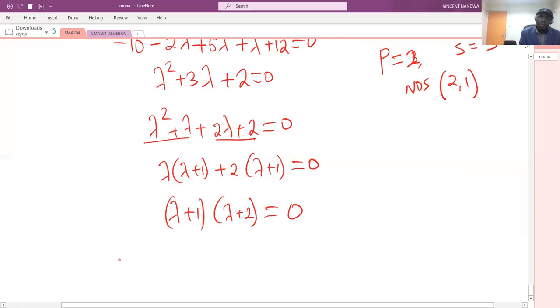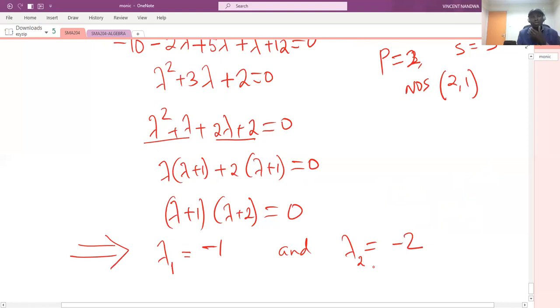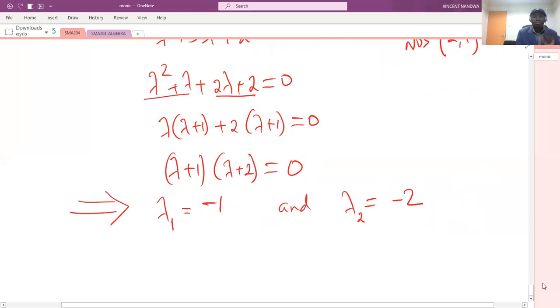So this tells us that lambda equals negative 1 and lambda equals minus 2. You can call this one lambda 1 and this one lambda 2, but there's nothing special; you can actually change the order. This can be 2, this can be 1. So that's step 1, eigenvalues. Step 2, eigenvectors.